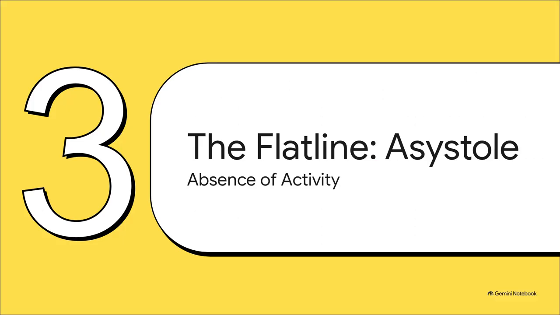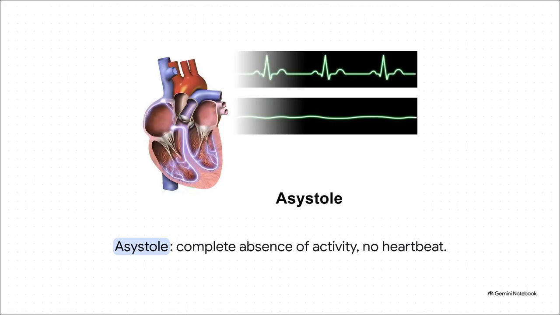Section 3. The flatline, true asystole. But what happens when there's no electrical activity at all? This is asystole. Look at that chilling flatline. This is the complete and total absence of myocardial electrical and mechanical activity. There's no heartbeat, and there is no circulation. It is literally the ultimate system failure of the heart.